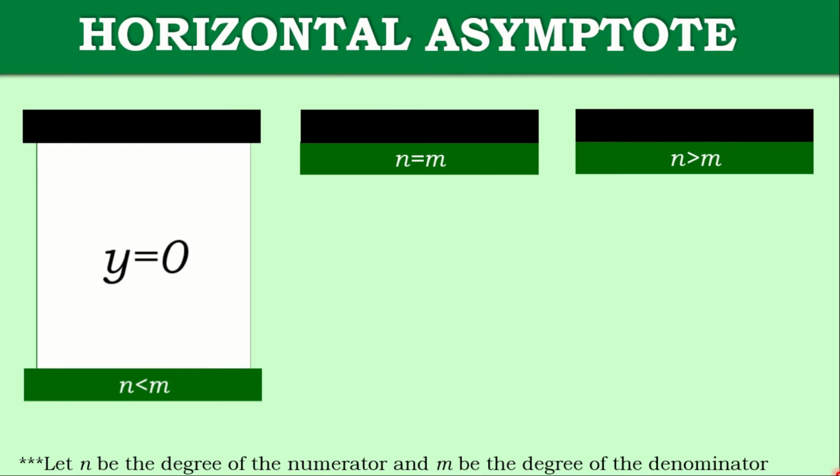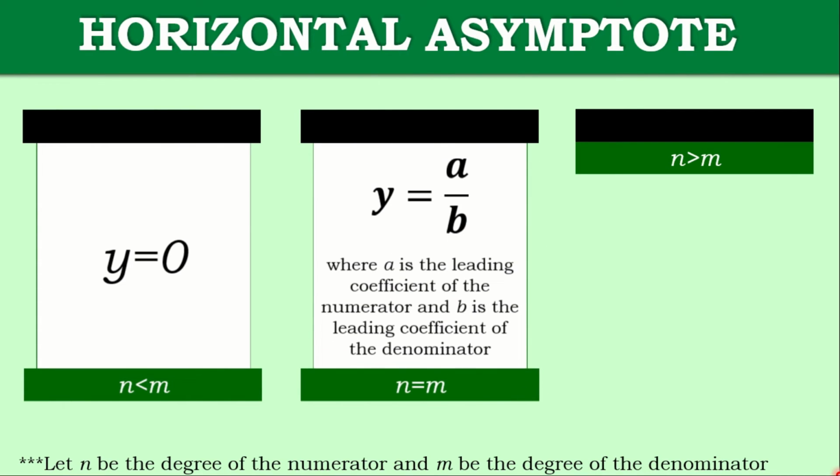The second condition, if n is equal to m, the horizontal asymptote will be in this form: y is equal to a over b, where a is the leading coefficient of the numerator and b is the leading coefficient of the denominator. Since the degrees of the numerator and denominator are equal, you will be using this to get your horizontal asymptote. The last condition is if n is greater than m. To find the horizontal asymptote, let's open that one.